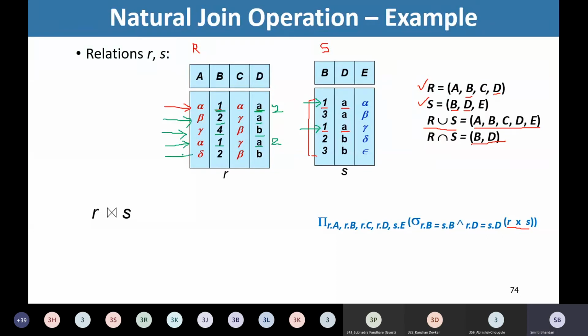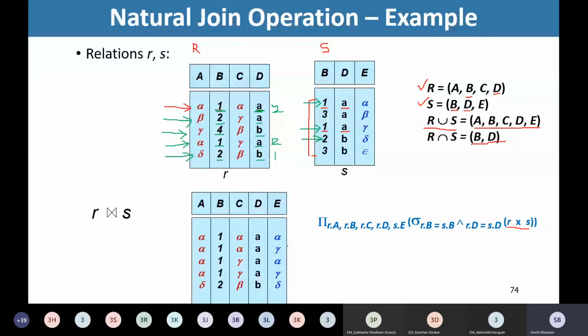So two tuples here we had, and what about this final tuple in R? Delta 2 beta B. So what are the BD values? 2B. So whether we are having any matching tuple here, 2B for BD? Yes, we have. So we'll be having delta 2 beta B delta. Right? So one tuple. So overall, we'll be having the output like this with 5 tuples. Correct? Any doubts so far?